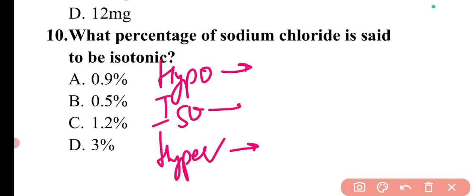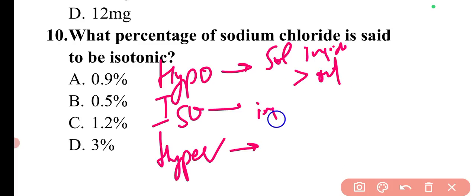So hypotonic means less than the isotonic value, meaning solute inside is greater than solute outside. Isotonic means solute inside is equal to outside, and in hypertonic solute inside is less than outside. So these are the three conditions.